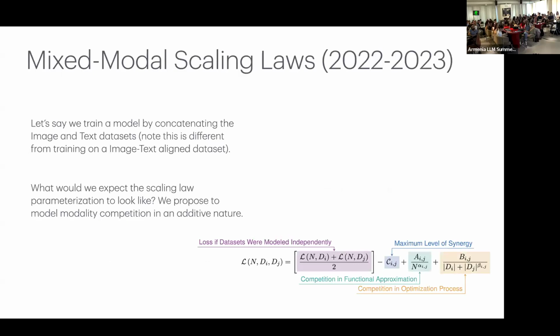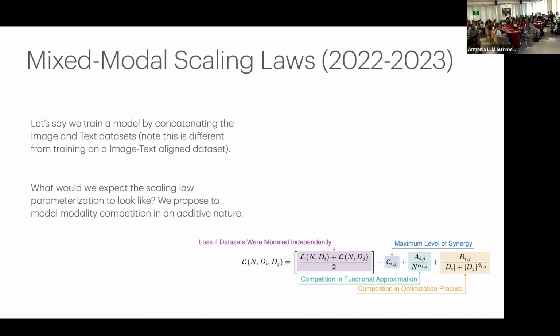So around this time, I think the year that we were thinking about this, the Chinchilla scaling laws dropped that we talked about yesterday. And so we started thinking about, okay, how can we extend these scaling laws to start thinking about multimodal models? The question we asked is, let's say that we train the model by concatenating different image and text data sets. Note that this is different from training on an aligned data set. This is just training on a direct image data set and a direct text data set. What could we expect the scaling law to be?